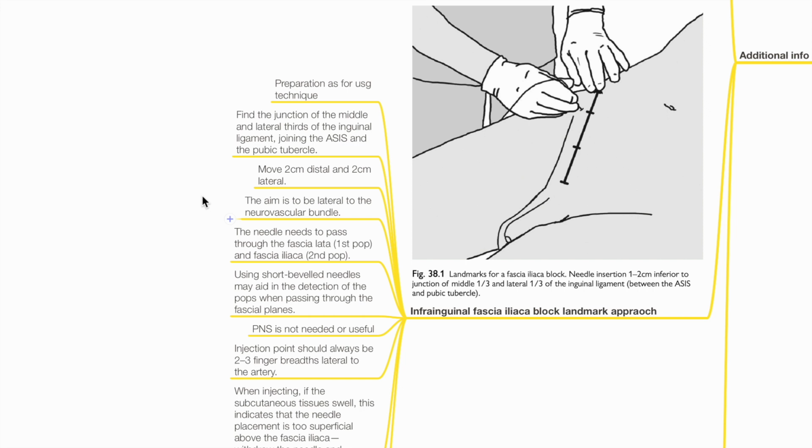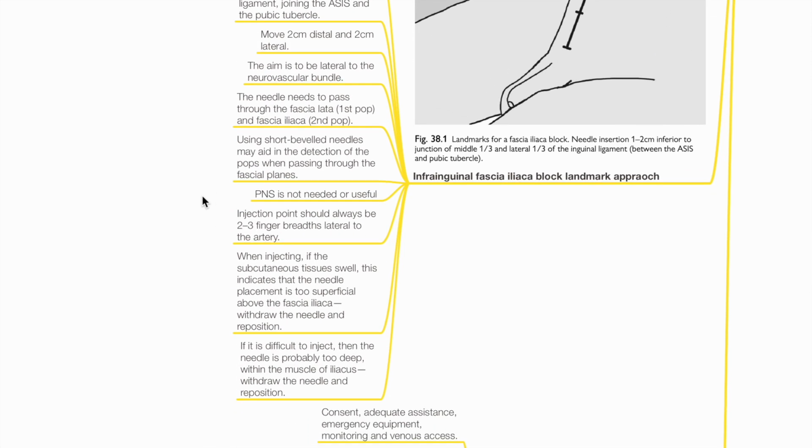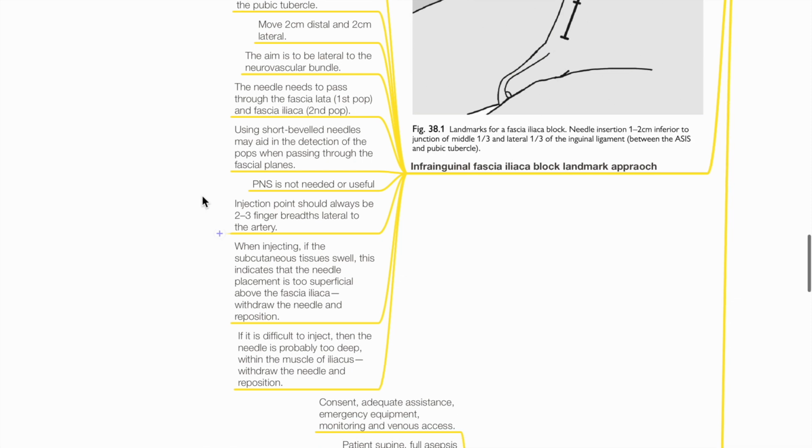When injecting, if the subcutaneous tissue swells, this indicates that the needle placement is too superficial above the fascia iliaca. Withdraw needle and reposition. If it is difficult to inject, needle is probably too deep within the muscle of the iliacus. Withdraw needle and reposition.